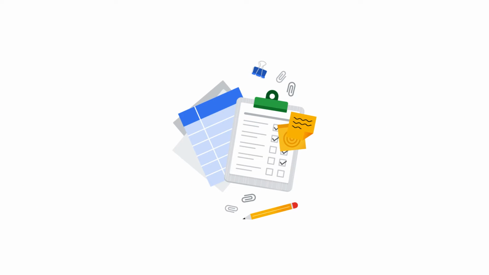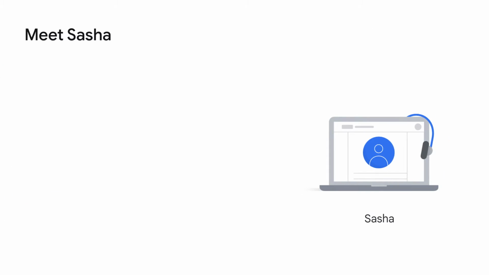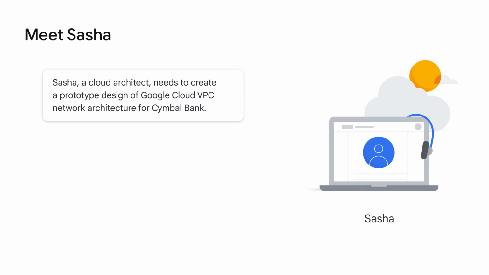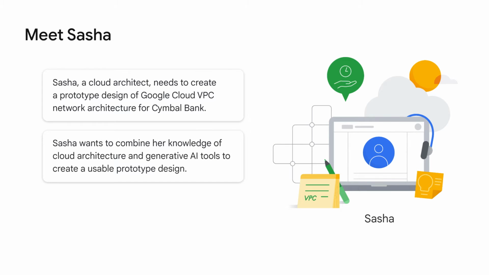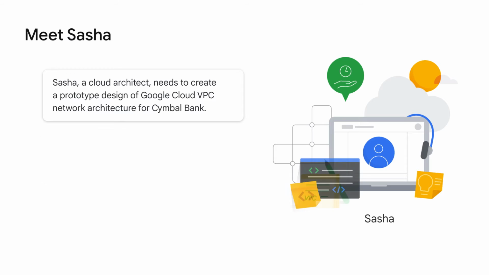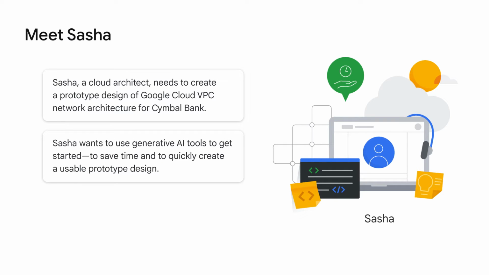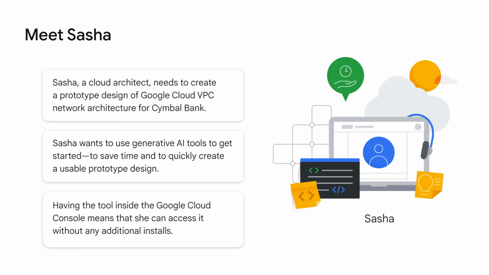Let me introduce a scenario that we'll make reference to throughout this section of the training. We've included it to help put some of this theory into practice. Meet Sasha, a cloud architect who needs to create a prototype design of a Google Cloud VPC network architecture for Symbol Bank. Sasha wants to save time by combining her existing knowledge of cloud architecture and generative AI tools to create a usable prototype design. Sasha was excited to learn about Gemini, Google's Gen AI tool, since having the tool inside the Google Cloud console means that she can access it without any additional installs. We'll check back in with Sasha later.